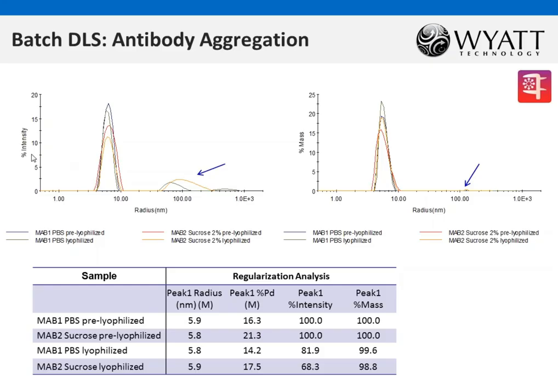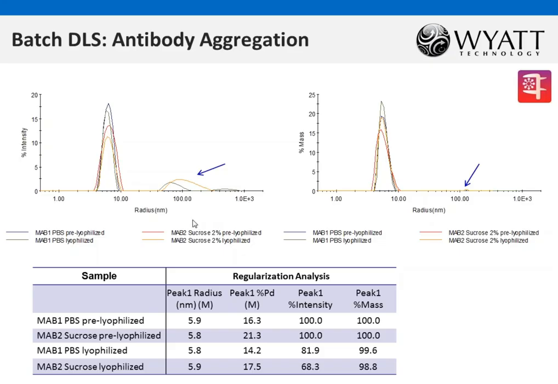We can display the presence of aggregates in terms of their light scattering intensity shown in the left regularization graph. This will emphasize aggregates. Alternatively, we can display the size distributions in terms of concentration or their percent mass, as shown on the right.